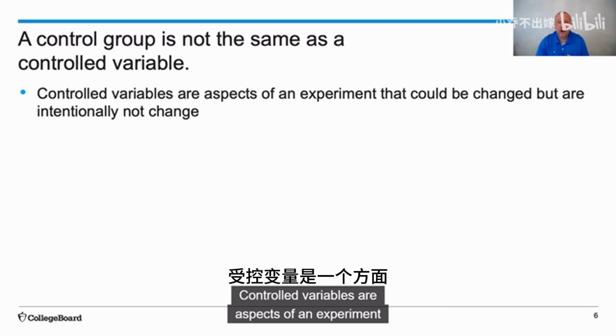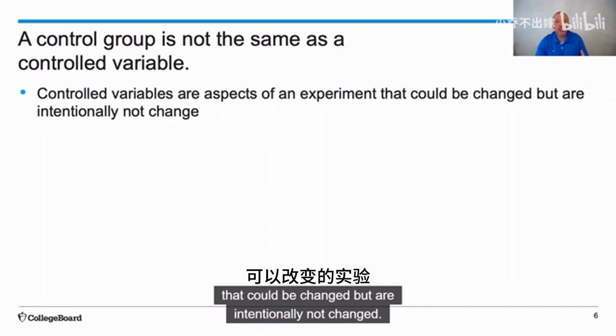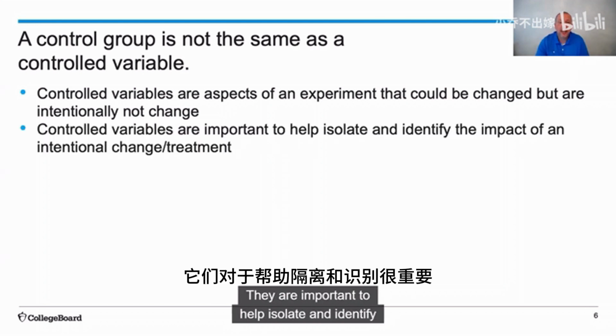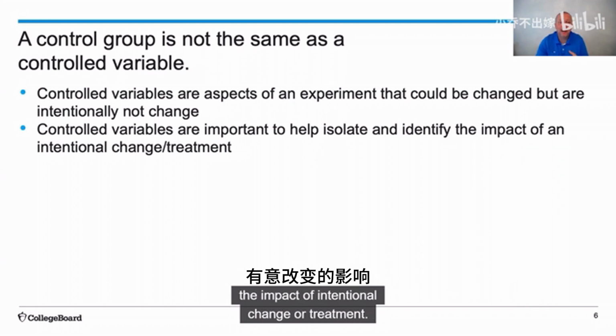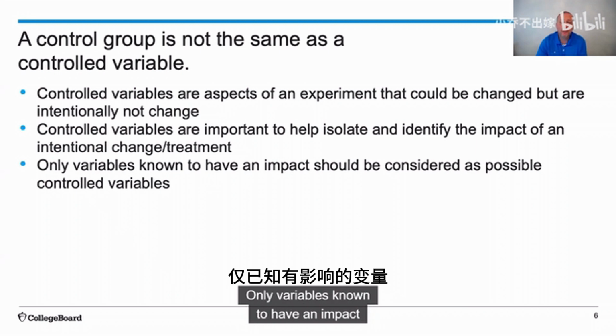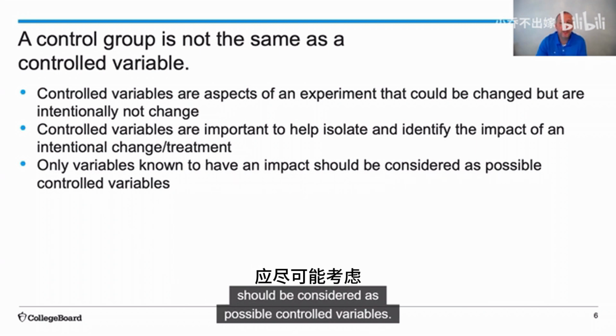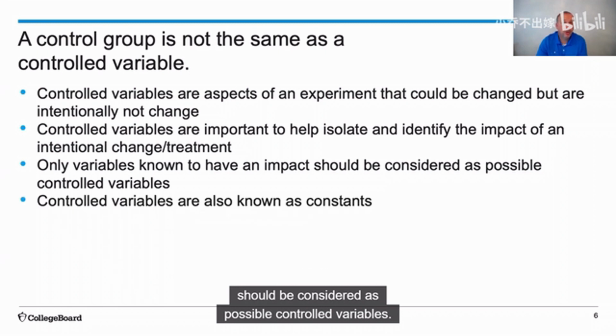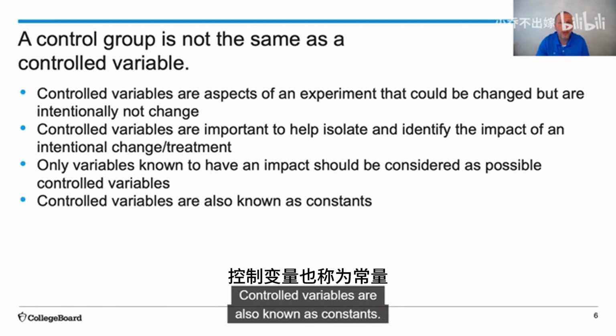Controlled variables are aspects of an experiment that could be changed but are intentionally not changed. They are important to help isolate and identify the impact of intentional change or treatment. Only variables known to have an impact should be considered as possible controlled variables. Controlled variables are also known as constants.